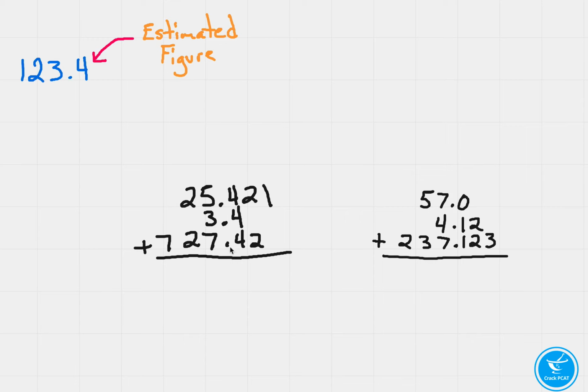First of all, you want to line all your decimals up. Notice in both of these, that's exactly what I've done. Technically, you could bring your decimal down. Now, add everything to the left of the decimal as you would in a normal situation.